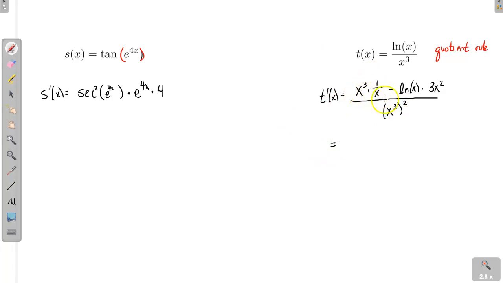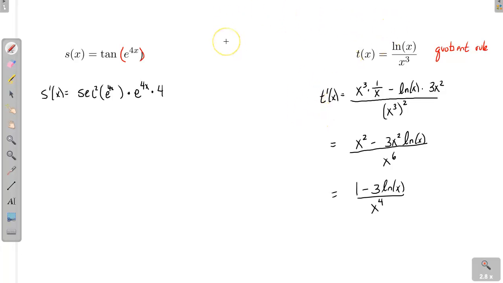You could write it like this. x cubed and 1 over x would cancel out to give me x squared minus 3x squared natural log of x over x to the 6th. Right, so that's one way you can simplify it. All these terms have an x squared in it, so I could actually cancel that out. And not something I'm expecting you to do on the test, but I just want to show how you could simplify it a bit more to get that expression.